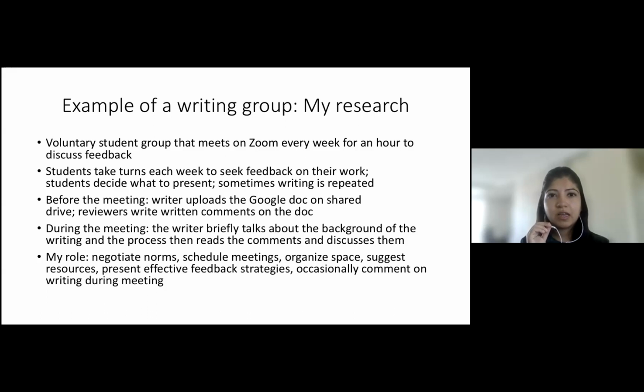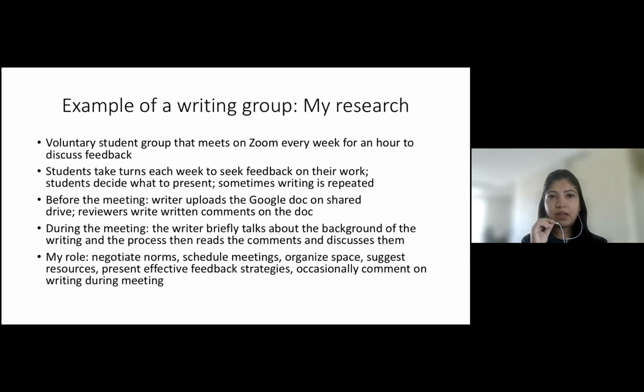They all take turns. Most of them repeat that writing in the sense that they're working on one section. They will revise that and present that section again in a future meeting. A few students choose to present different things. Sometimes they'll present a cover letter, sometimes a scholarly paper, it varies. Before the meeting, they have to give feedback to each other in terms of written comments. So overall, it combines both written and oral feedback, which is very helpful for students.